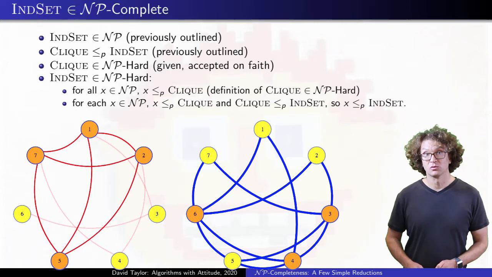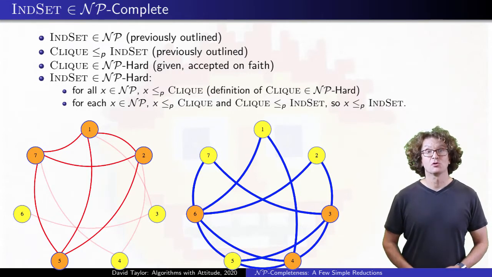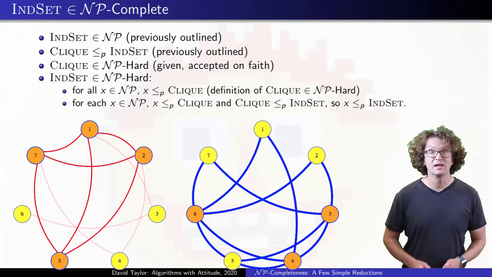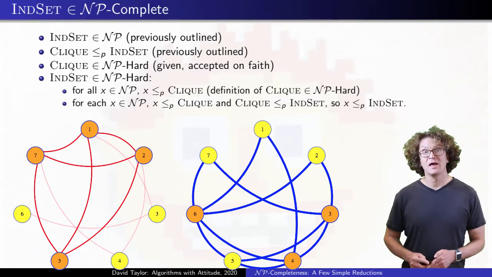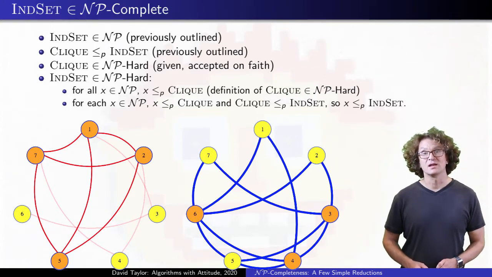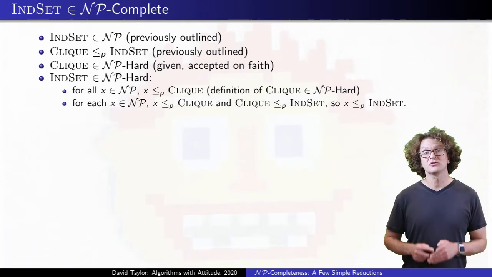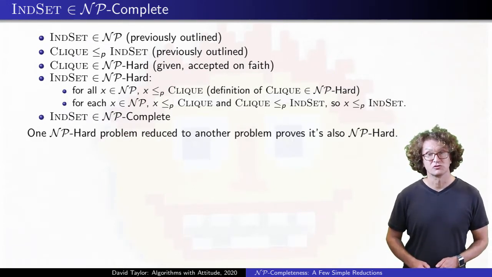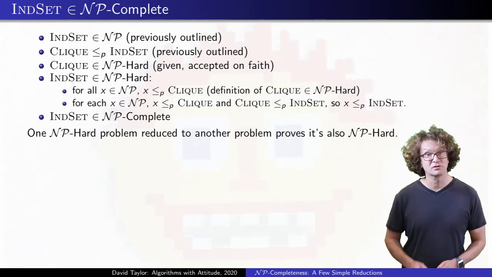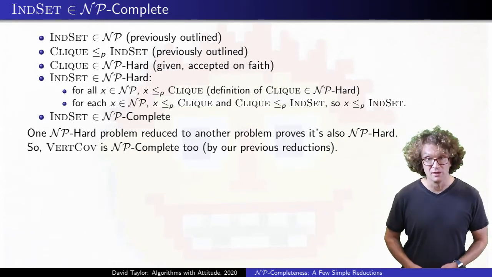And we know that Clique reduces to independent set, so we can take the composite of those reductions to reduce any problem in NP to independent set in polynomial time. That proves independent set is NP hard, and so it's NP complete. Similarly, we've seen reductions from Clique and independent set to vertex cover, so that's also NP hard and NP complete.